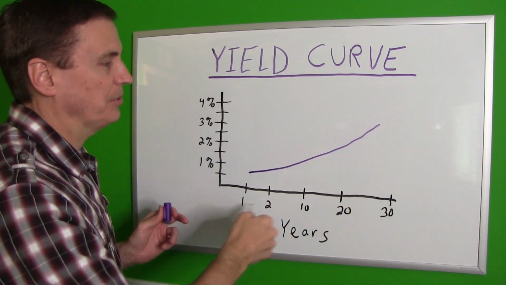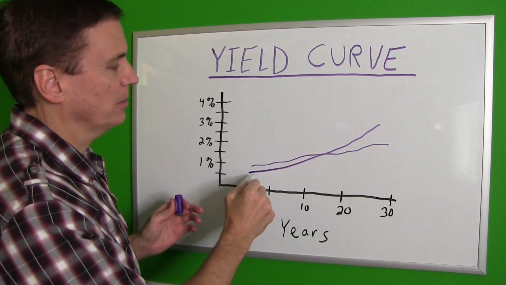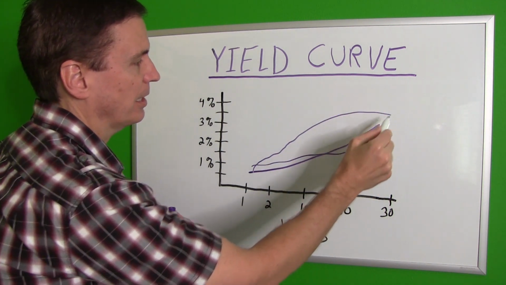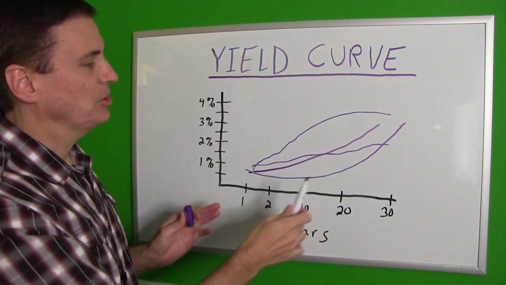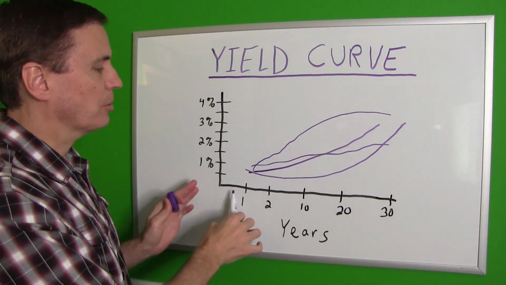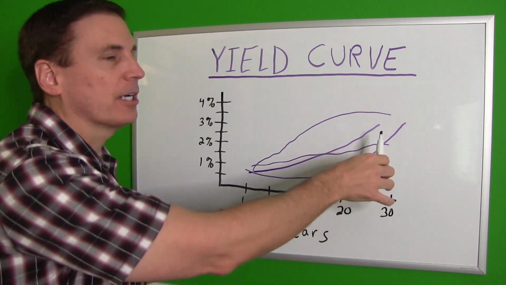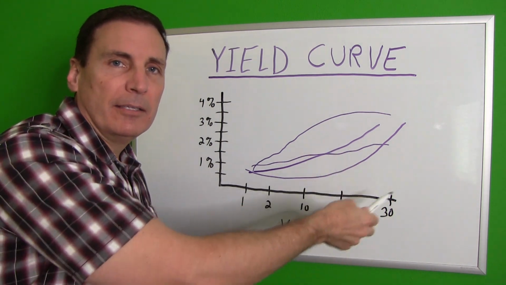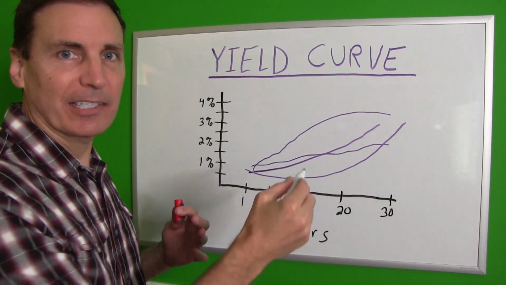Now the slope isn't always this dramatic or even this upward sloping. It could be a lot flatter, or it could actually curve kind of upwards like that, or it actually could curve upwards like that. But in general, you would expect to get a lower rate for the shorter amount of term that you loan the money to the government and a higher rate for the longer term debt that they issue. Now, an inverted yield curve is the exact opposite.